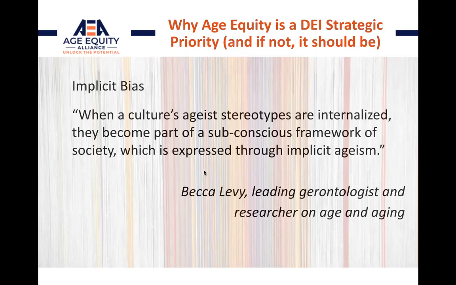And implicit bias is defined by leading gerontologist and researcher on age and aging, Becca Levy, as occurring when a culture's ageist stereotypes are internalized. They become part of this subconscious framework of society, and that's expressed through implicit ageism. So in the workplace, it could look like this. A new sales software is being deployed, but older workers are not invited to attend the training.